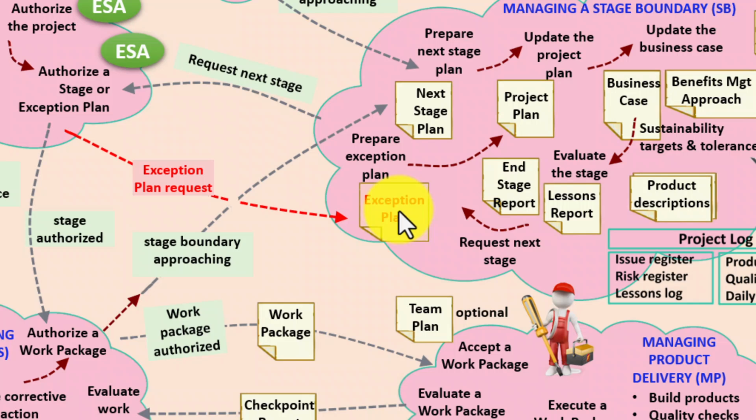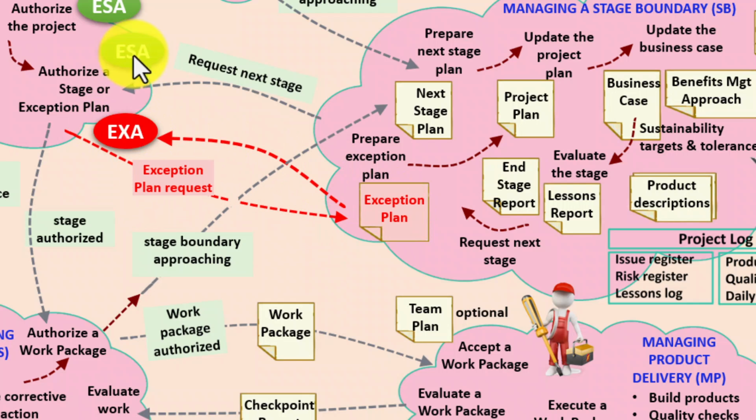So watch carefully. This now goes back to the project board, who meet again. It's not an end stage assessment, it's partway through a stage, and it's called an exception assessment, or EXA. And here is where we see the dual name of this activity called authorize a stage or exception plan.